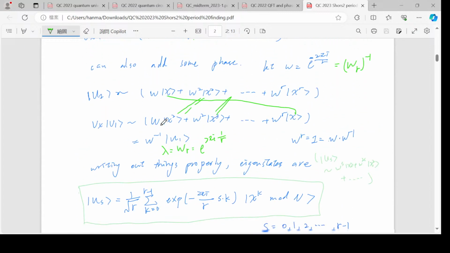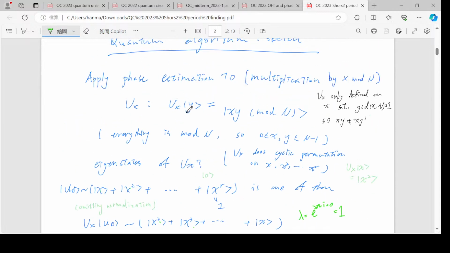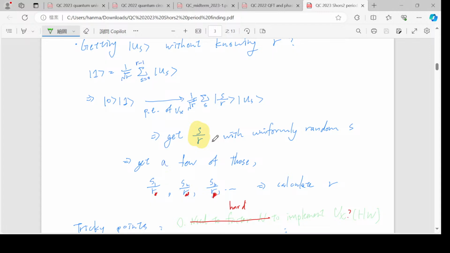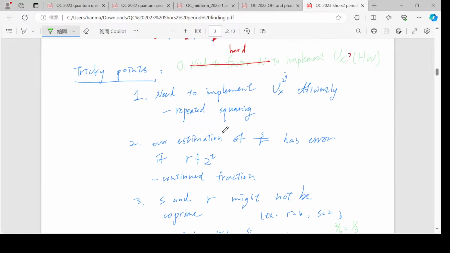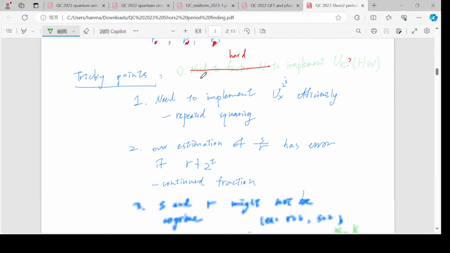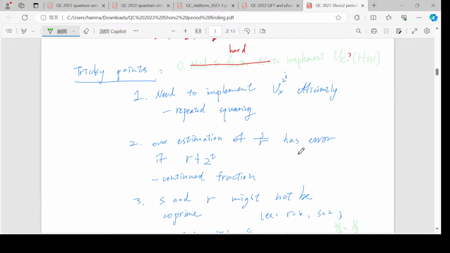So you want to do this phase estimation, so you want to do this UX very efficiently. You need to do multiplication exponentially fast, and that's how we do repeated squaring. And then S over R, but our phase estimation has error, so you don't get the exact fraction here. So you need to guess this fraction, and that's where we use a continued fraction algorithm.